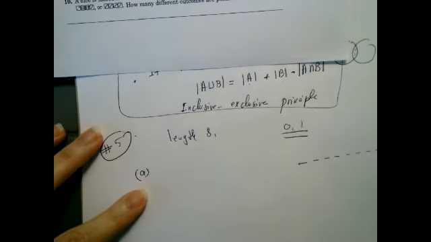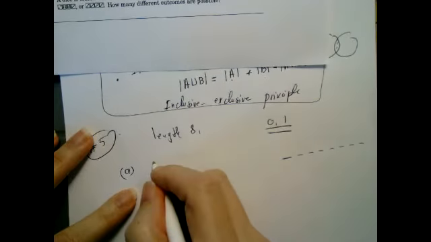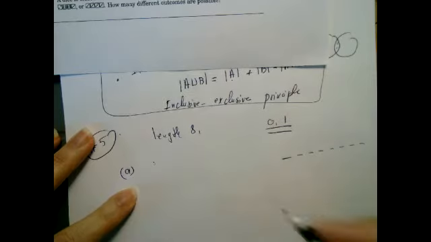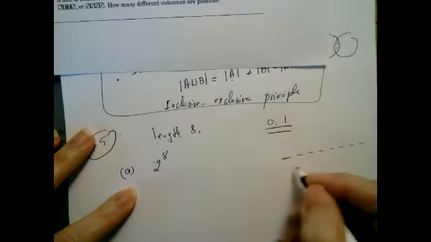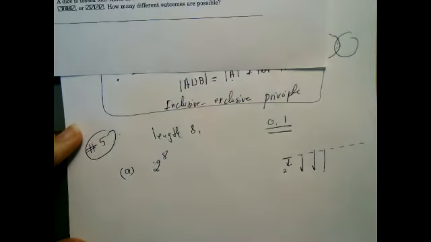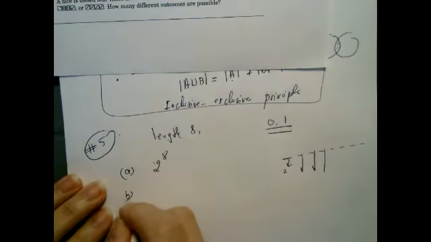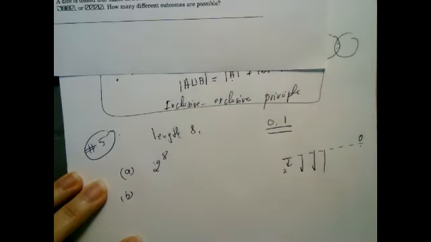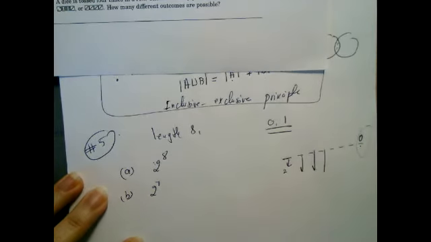Chat or talk, quickly. 2 to the 8th. Repeat, I can't hear you. 2 to the 8th. Yes, absolutely correct. For each position there are two choices, and so on. B asks how many end in 0. If we fix this last one, then it's 2 to the 7, because this is fixed and I don't really have to worry about it anymore.